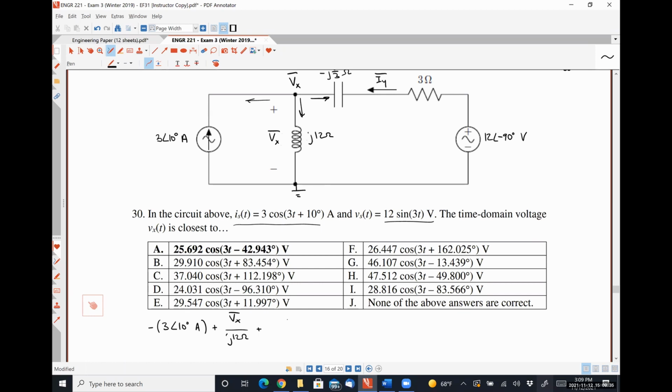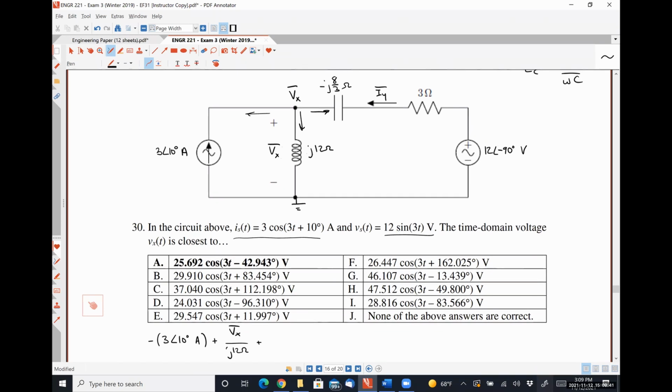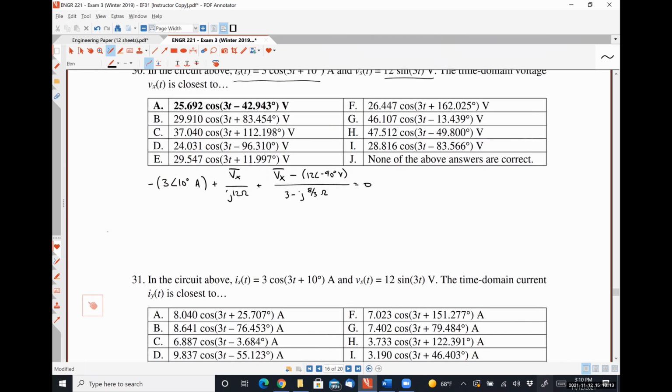Yes, so if you combine the impedances together, it's going to look like Vx minus 12 angle negative 90 degrees volts divided by 3 minus J 8/3 of an ohm is equal to 0. And we have one equation, one unknown, solve for Vx. And that will tell you how to answer number 31.